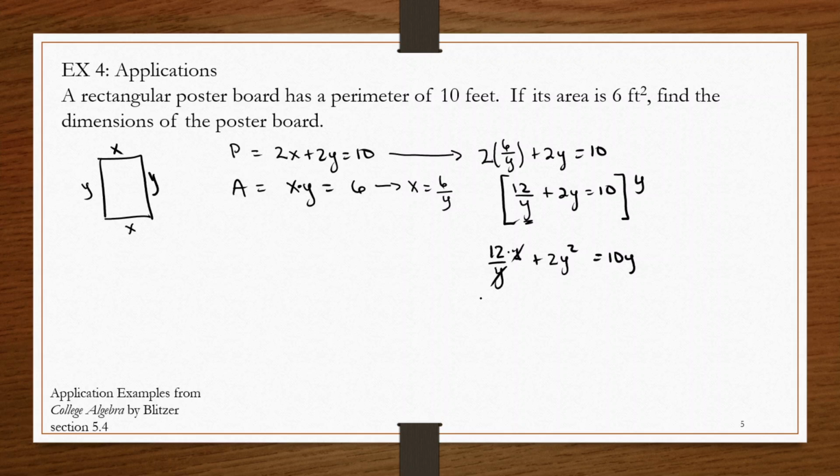So these cancel. If I subtract the 10y over, I get 2y squared minus 10y plus 12 equals 0. And then I can factor out a 2 to make the numbers smaller. This one factors.